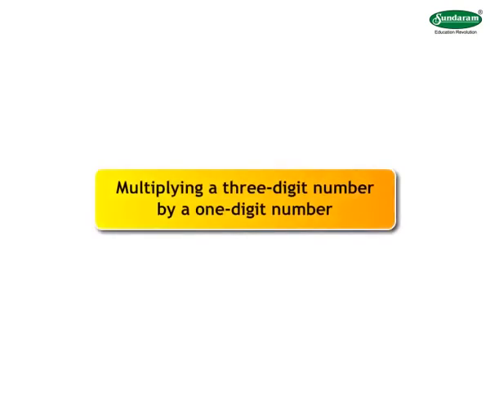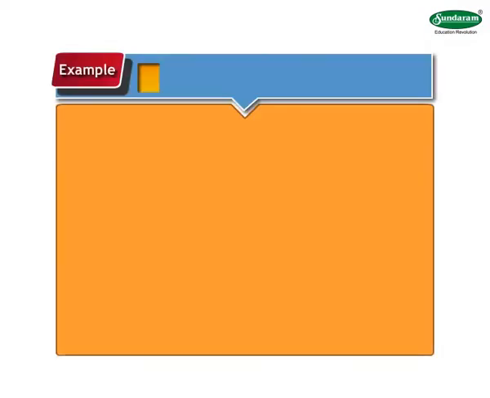So far, we have seen how to multiply a two-digit number by a one-digit number. Now, by following the same procedure, we are going to learn how to multiply a three-digit number by a one-digit number. Consider an example. 413 multiplied by 2. As we have done in the two-digit number, in the same way, we have to multiply each digit by 2. So, let's begin.